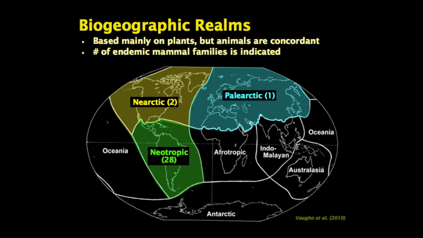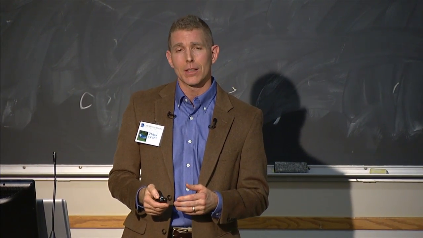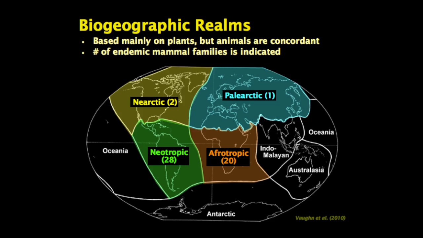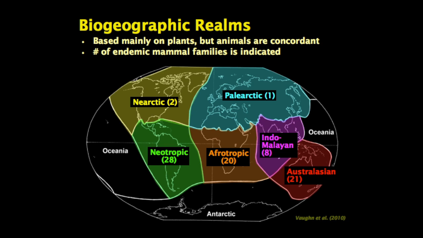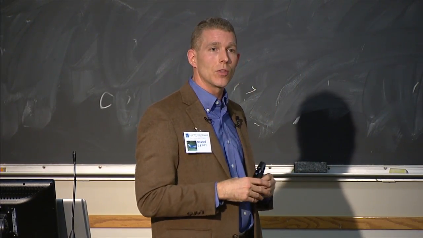This comprises South America and extends up into the tropical parts of Mexico. A whopping 28 mammal families are endemic, more than any other continent. The Afrotropic region has 20 endemic families. Indo-Malayan has 8 endemic families. And the Australian region has 21 endemic families, sorry, not endemic species. Just looking at this very coarse scale of families instead of species, we can start to see some patterns.